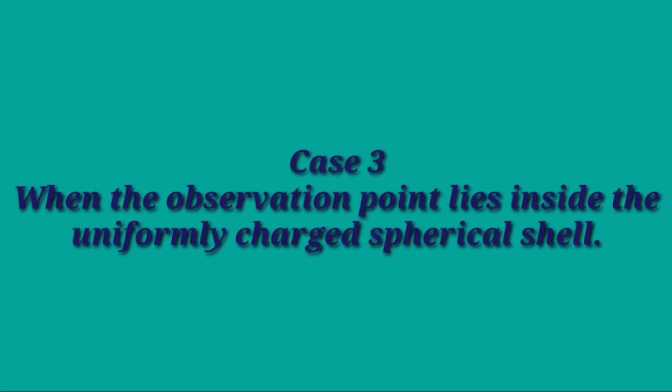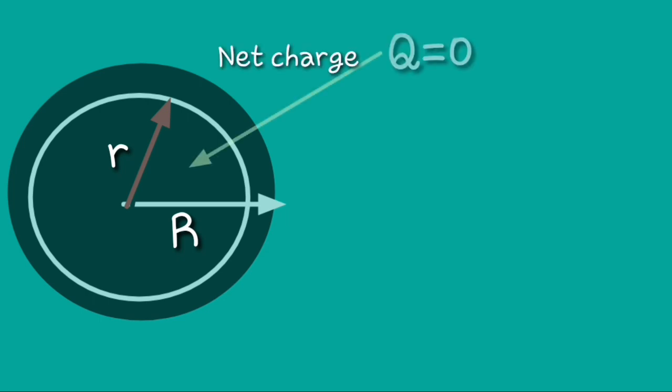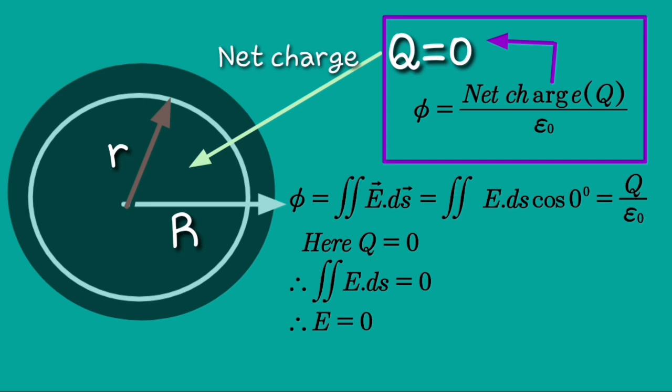Now we consider the case that the observation point lies inside the uniformly charged spherical shell. Here, the charge inside the uniformly charged spherical shell is 0. So, when we apply Gauss theorem, then phi is equal to net charge divided by epsilon naught. Here, the net charge is 0. That's why electric field inside the spherical shell is 0.